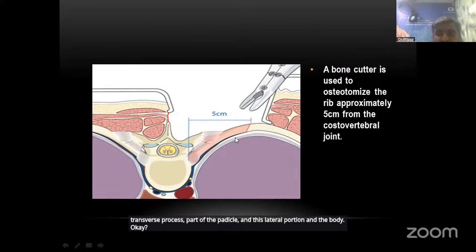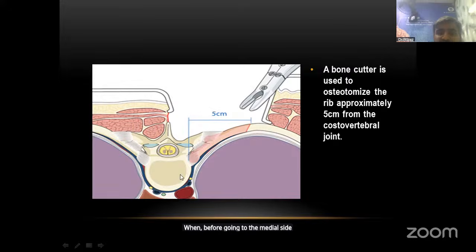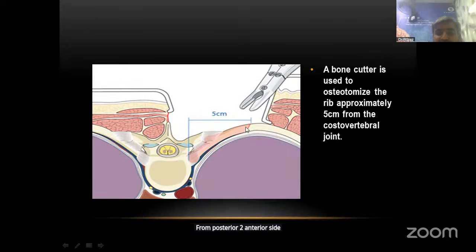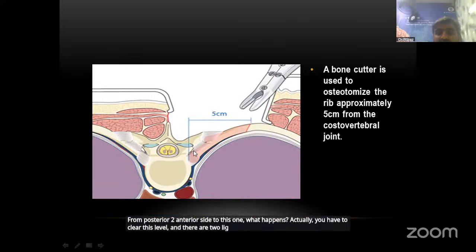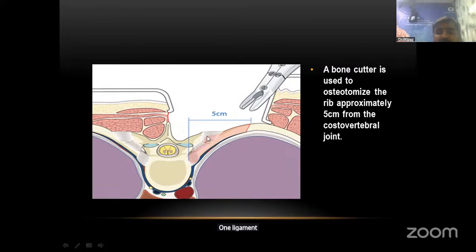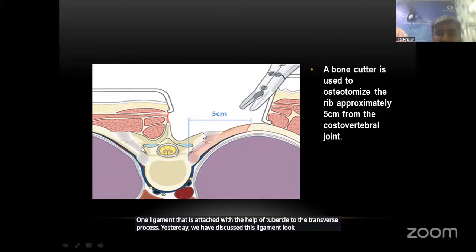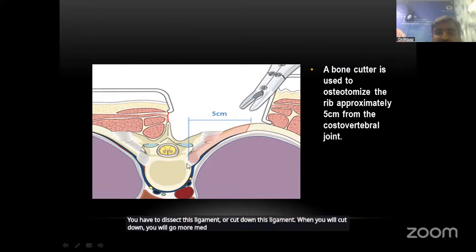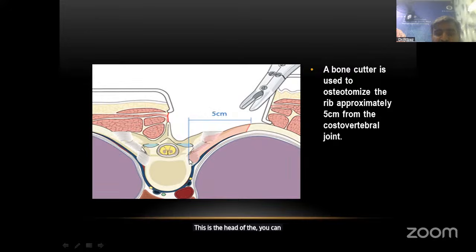Okay. Before going to the medial side, from posterior to anterior, you have to clear this level, and there are two ligaments over there. One ligament is attached with the help of the tubercle to the transverse process. Yesterday we discussed this ligament. Look at here, this ligament is called the costotransverse ligament. You have to dissect or cut down this ligament. When you cut it down, you will go more medially. Look at this picture over there. This is the head of the rib.